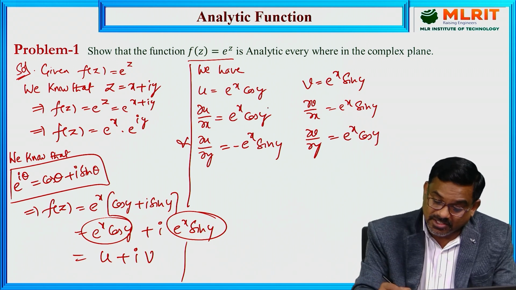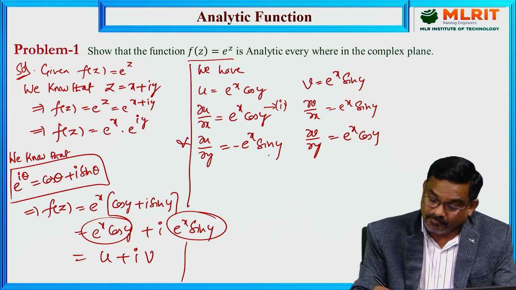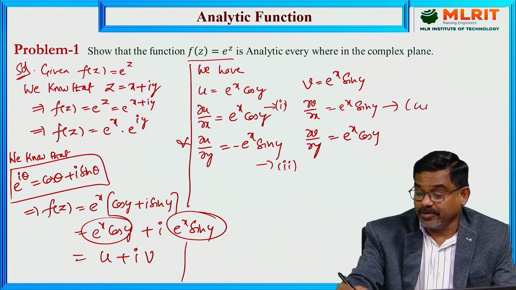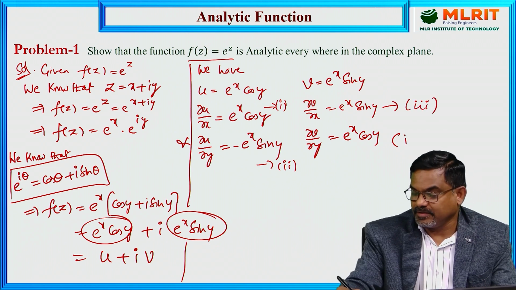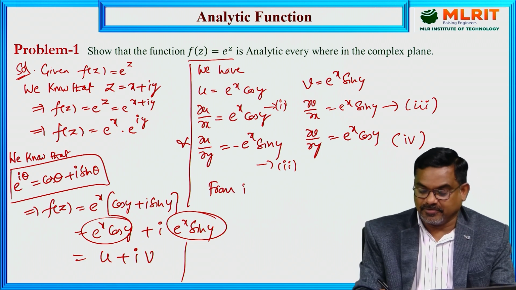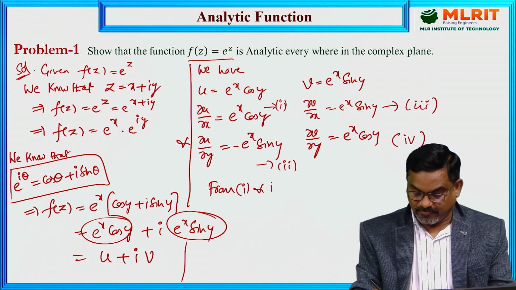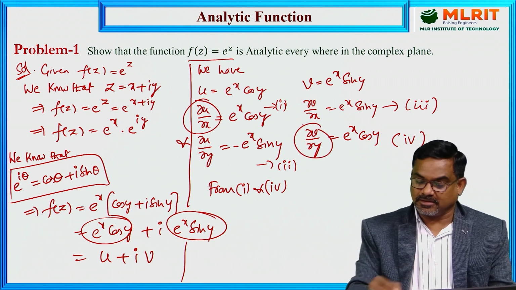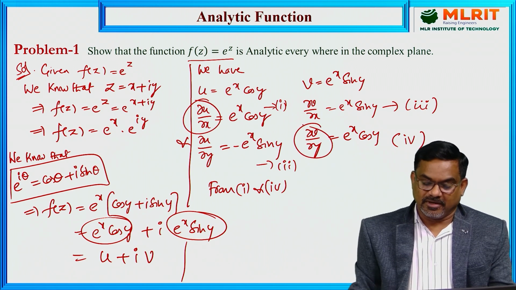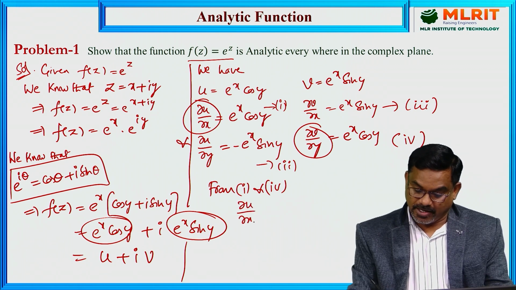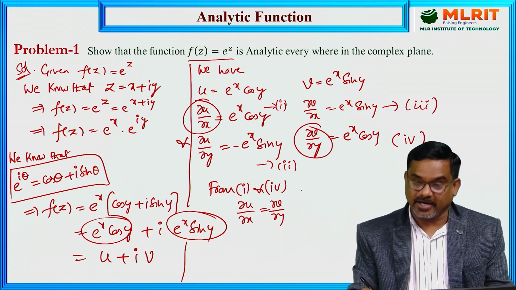Let us denote this by equation small 1, this is small 2, this is 3 and this is 4. Now, from 1 and 4, it is very clear that 1 is ∂u/∂x, 4 is ∂v/∂y. Now, ∂u/∂x is equal to ∂v/∂y.